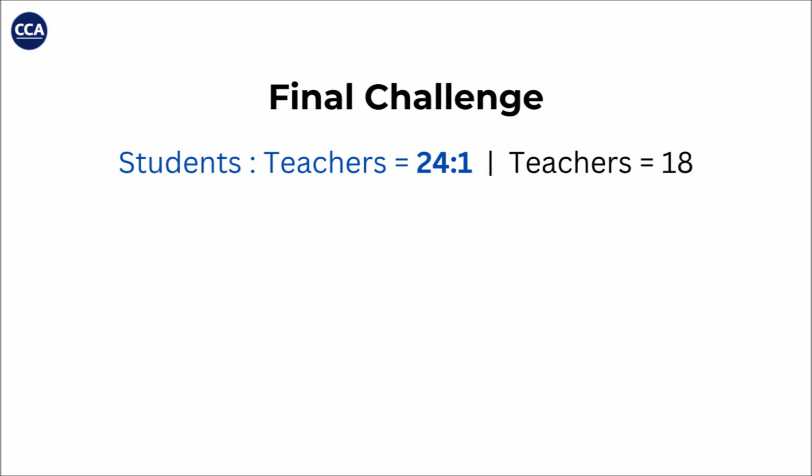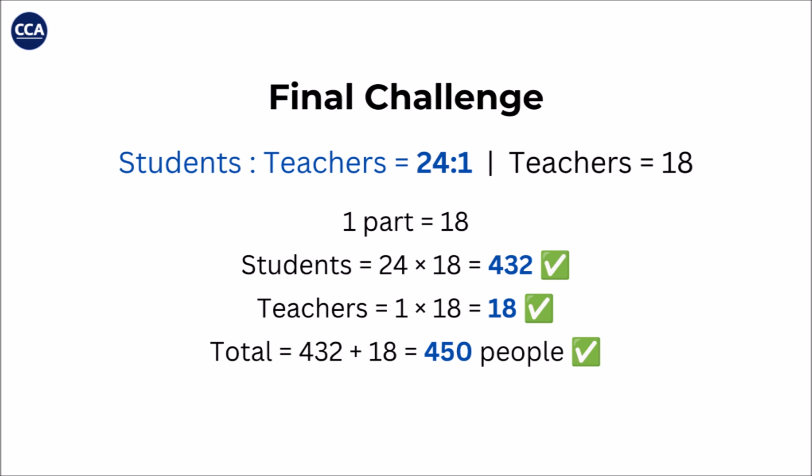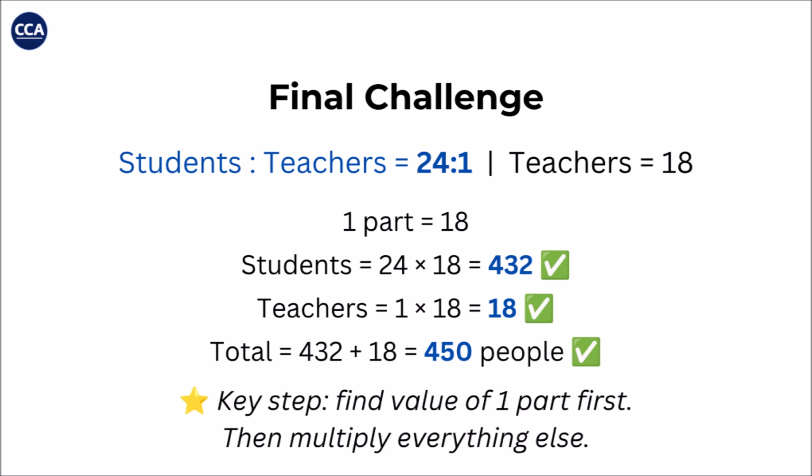Let's solve it. The ratio is 24 to 1. Teachers are 1 part and equals 18. So, 1 part equals 18. Students are 24 parts, 24 multiplied by 18 equals 432 students. Now we have the total numbers of students and teachers. So, total people will be 432 students plus 18 teachers equals 450 people. The key step, when one part equals a known value, multiply every other part by that same value. This works for any equivalent ratio problem.